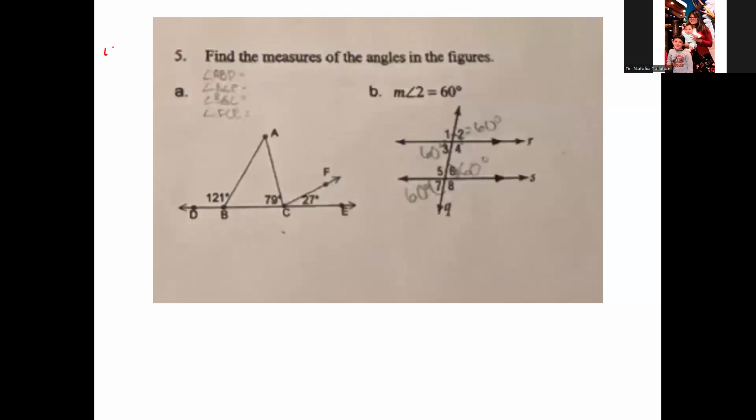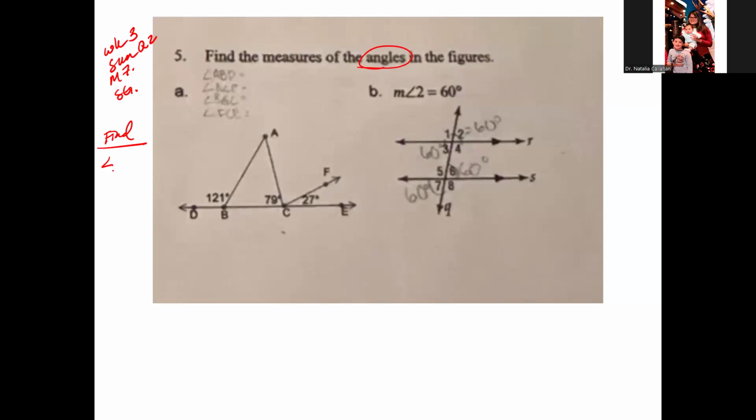All right, so this is week 3, Sunday, quarter 2, math 7. It's a study guide. We're going to review question number 5 again. So for number 5, if you take a look at A, it says find the measure of the angles in the figure, right? So let's go ahead on the left side and put find. What are all the angles we're looking for?